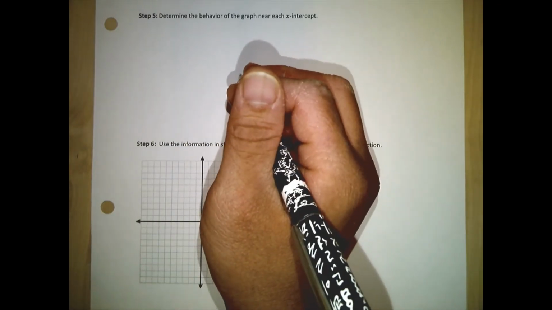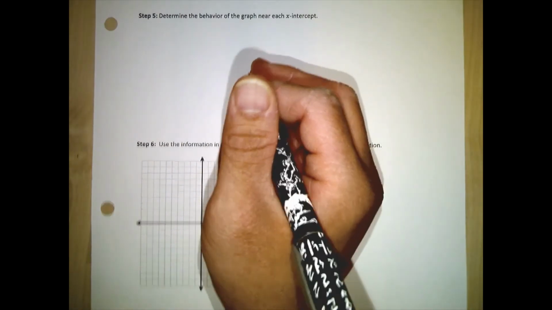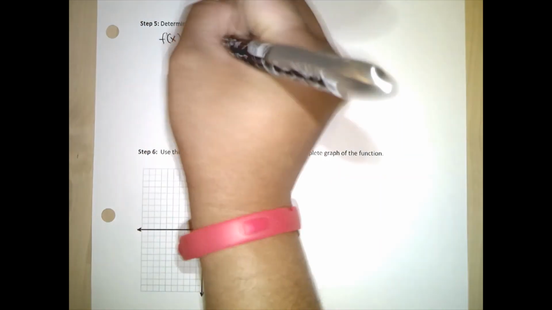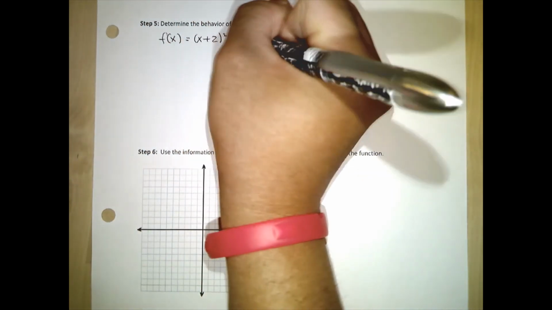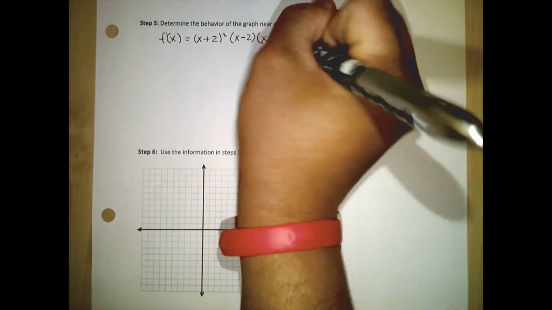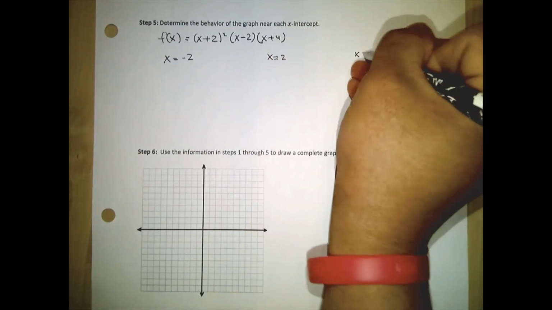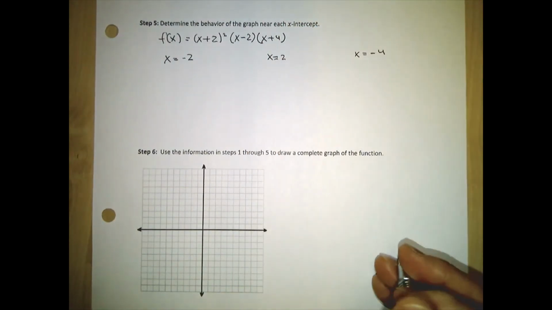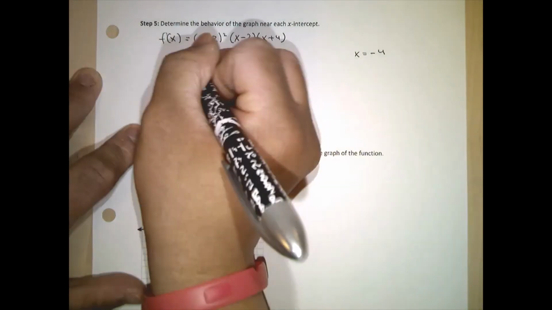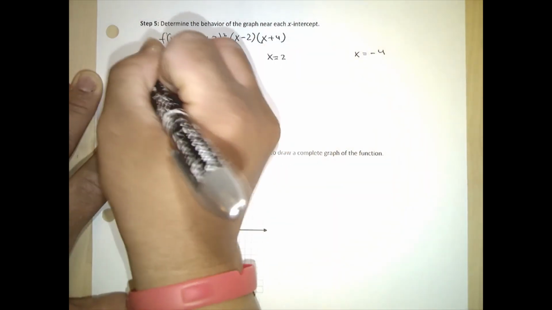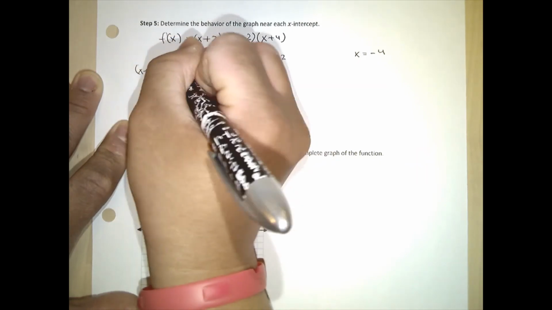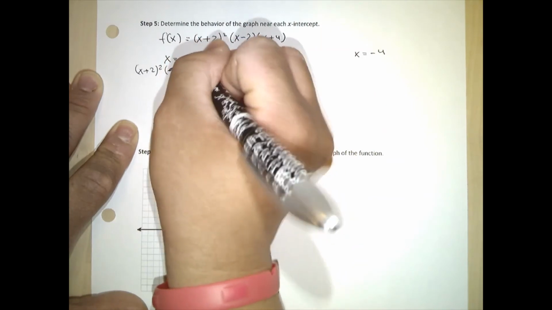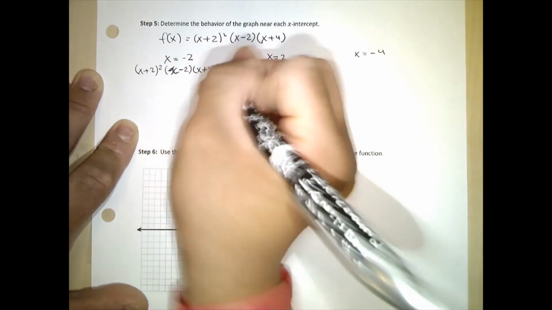Now we're going to determine the end behavior of the graph near each x-intercept. So remember that f of x was equal to (x + 2)² (x − 2)(x + 4). So the intercepts were x = −2, x = 2, and x = −4. So then for x = −2, what we're actually going to do is substitute in the −2 for every factor that wouldn't become 0.